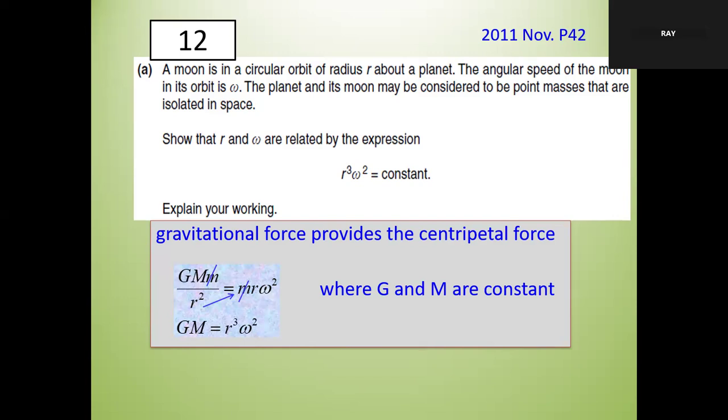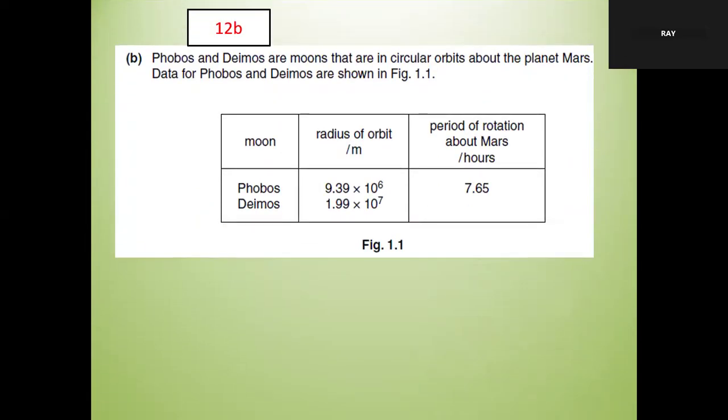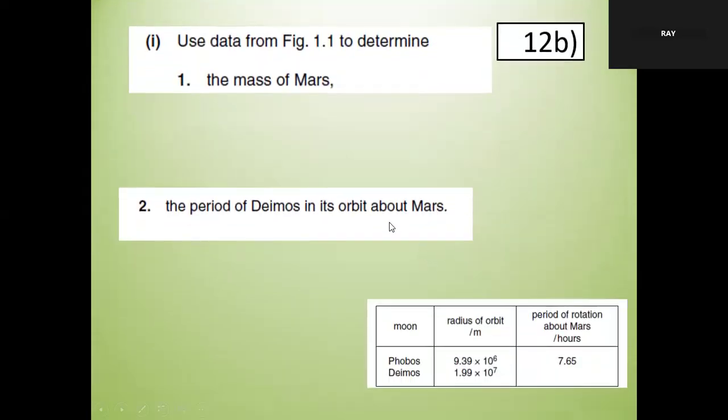Okay. First part, derivation. It won't always be the same; they will just try to twist the question around. Then the next part is using the equation. Phobos and Deimos are moons that are in circular orbit about the planet Mars. The data is given. Find the mass of Mars from the data given.